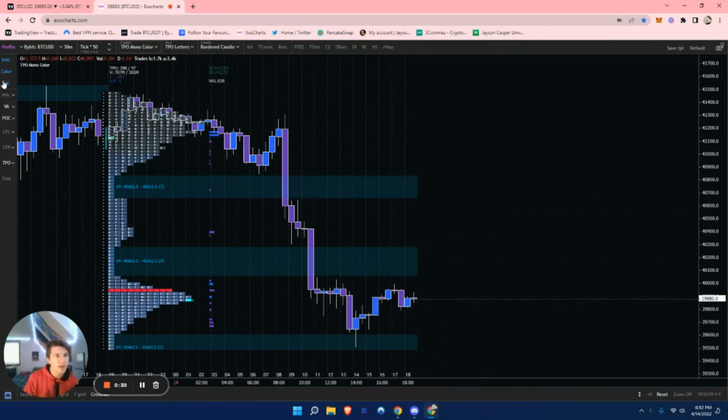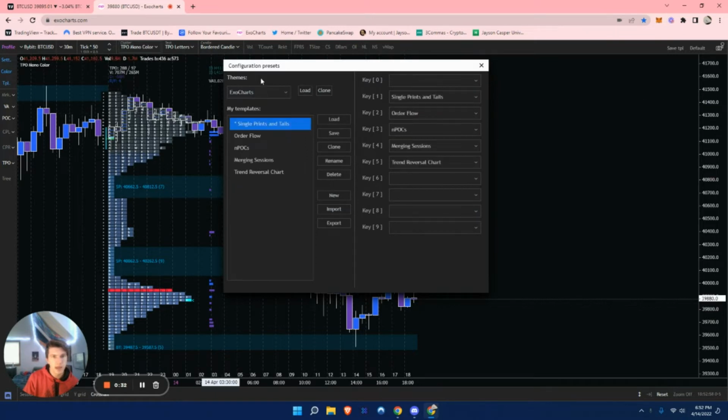So anyways, again, what I am looking at on the themes is the single prints and tails. I have this whole code written and pasted in my Discord.